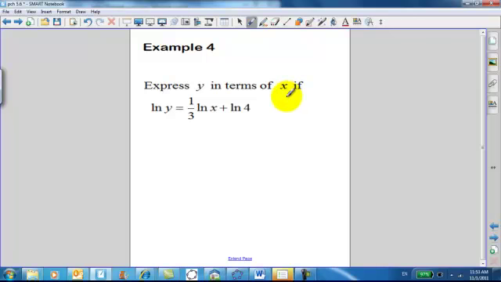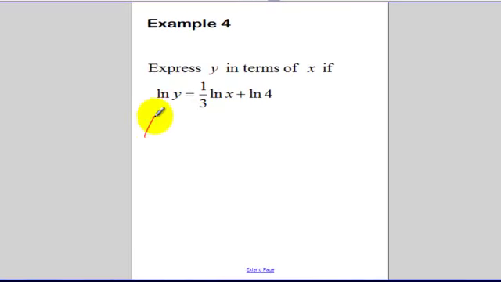Express y in terms of x if the natural log of y equals 1/3 natural log of x plus natural log of 4. Well, I'm going to use the idea that if I can get 1 log on each side, then I can set the insides equal. So that's my goal. We're going to start by getting this 1/3 inside as a 1/3 power.